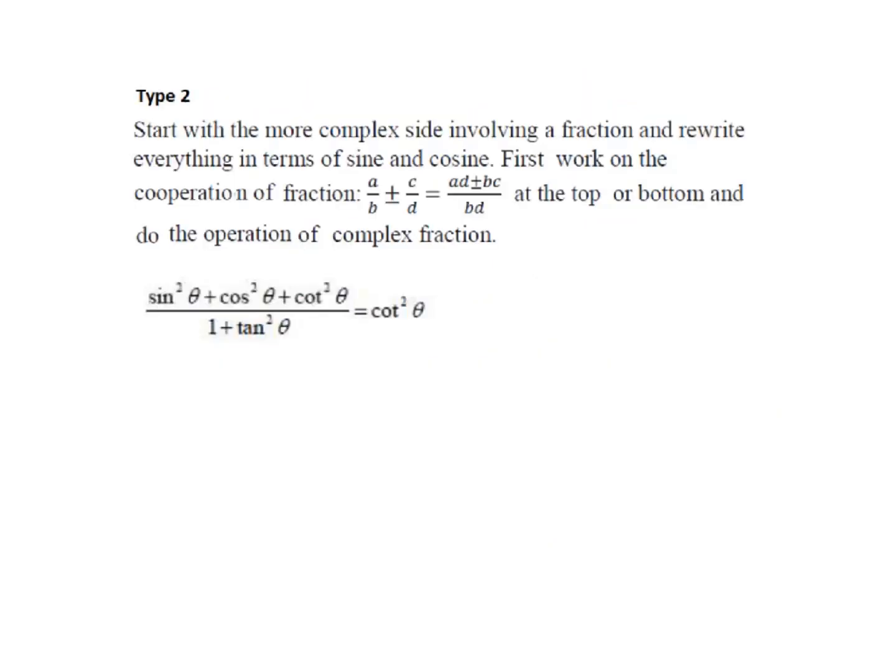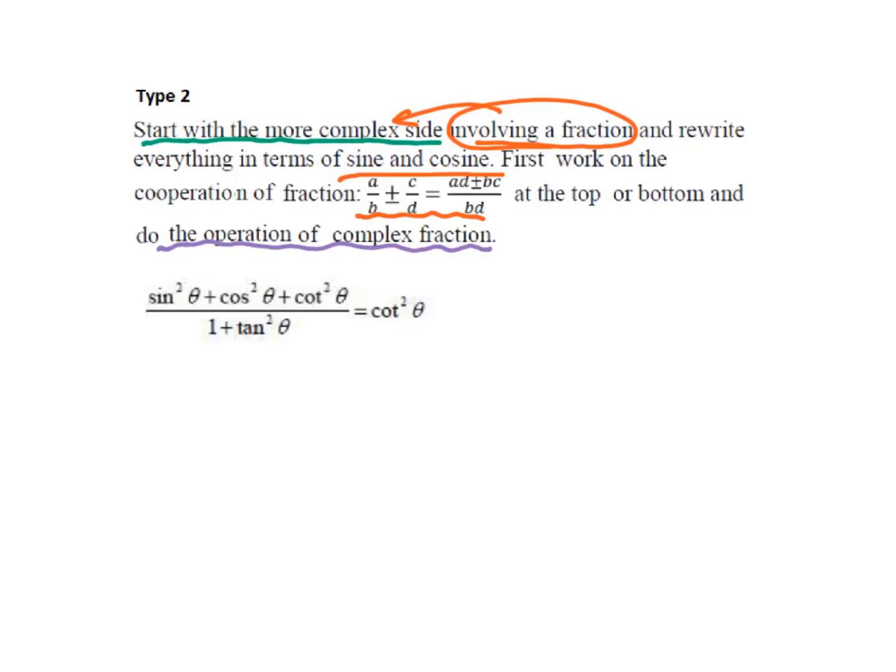Now let's look at type 2. Always remember, start with the more complex side. Involving a fraction normally means the complex side. Then rewrite everything in terms of sine and cosine. Then if you have a fraction operation, work on that. After you get a clear division line, you can do the operation of a complex fraction. So for this problem, I still need to get started from the left-hand side.